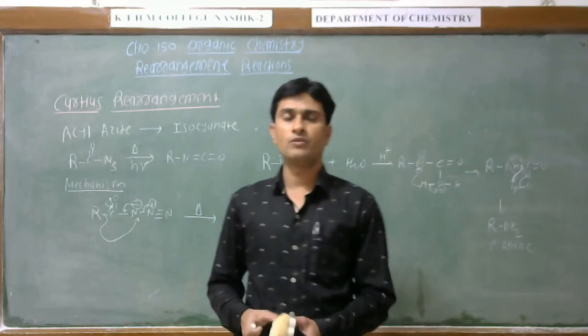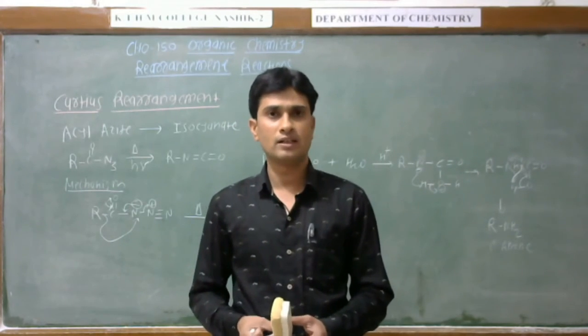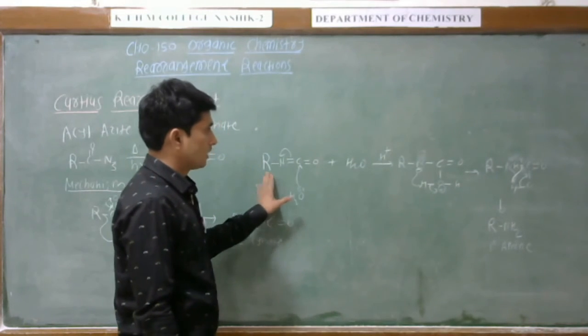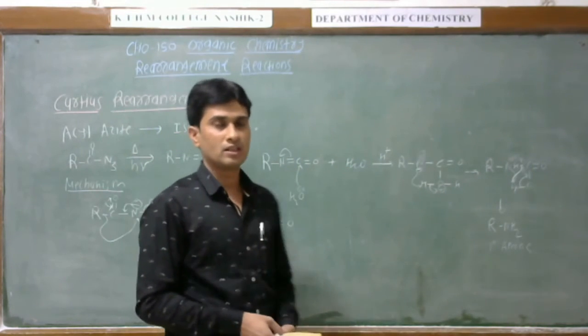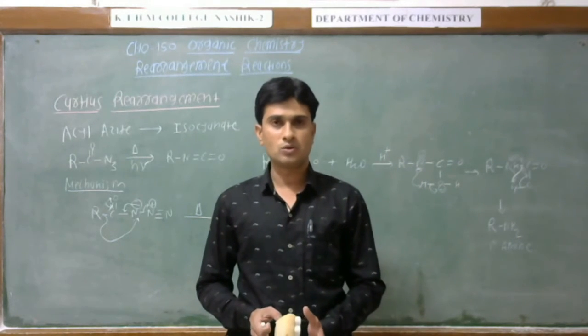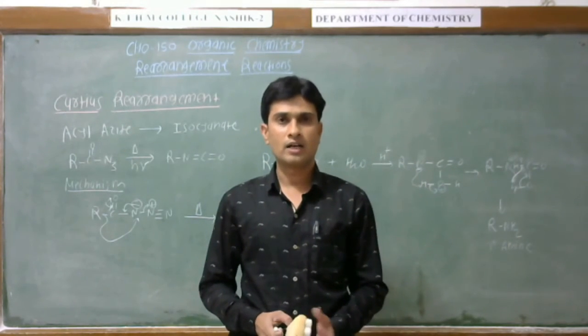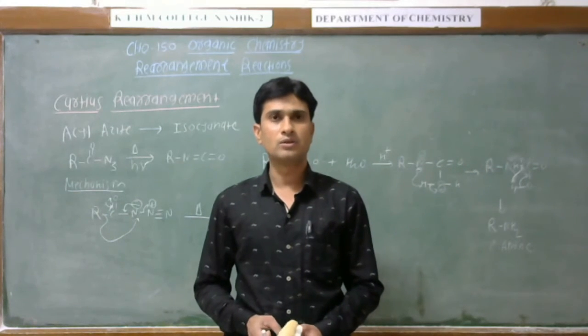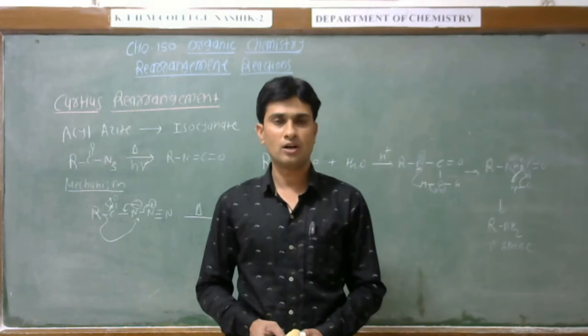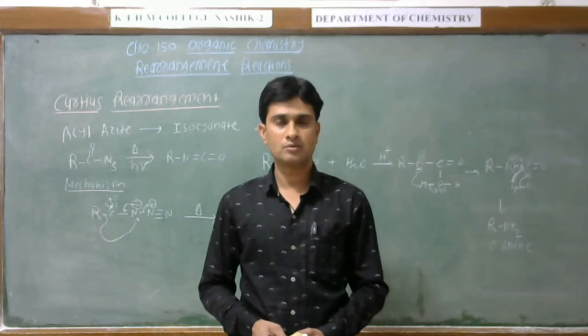So by the same way as we make primary amine from the isocyanate by heating with water in acidic or basic condition, we can make the amide, carbamates, and the derivatives of urea. Let us discuss now the examples of Curtius rearrangement.